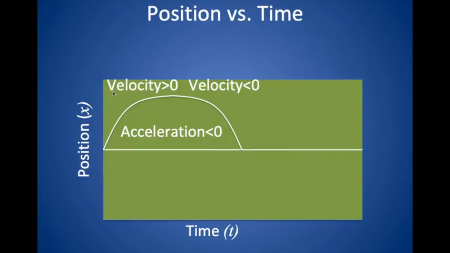Position is decreasing, and the acceleration is still negative, even though the slope is getting steeper and steeper, so it's going faster and faster, but it's going faster in the negative direction. So we still call that a negative acceleration. Okay, so that's something to keep in mind.